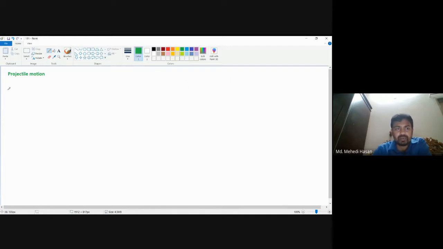If we consider the equation of motion, say u plus at, there will be two components of this equation because we are using the two-dimensional case. So let's draw. Say xy represents the coordinate system, where x represents the horizontal direction and y is vertical.